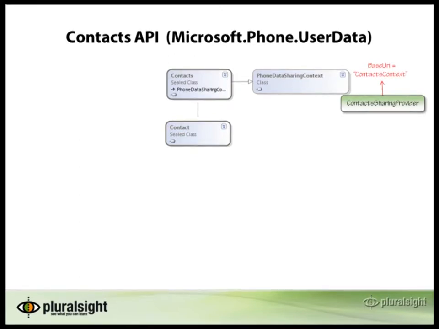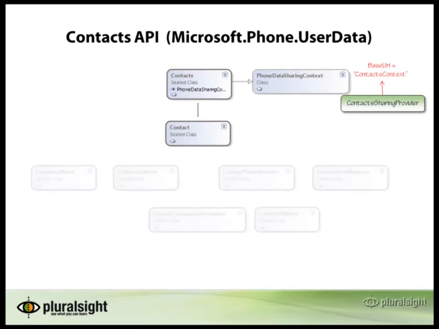When we run a query, the ExecuteRequest<T> method of the data sharing context is invoked, and internally, it calls upon the contact provider using this base URI. An IEnumerable of Contact is then returned as a result of the search.